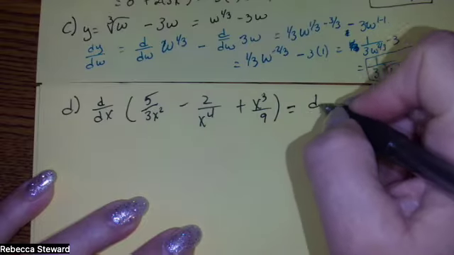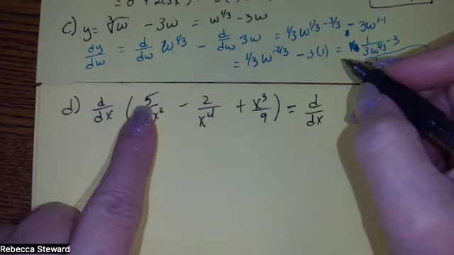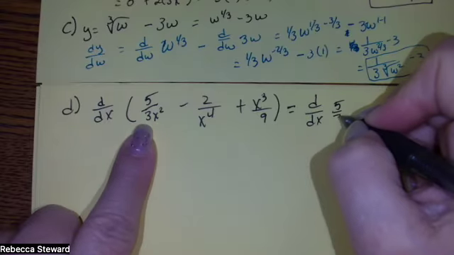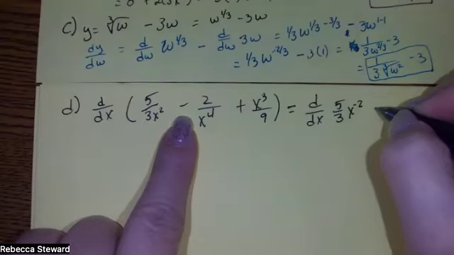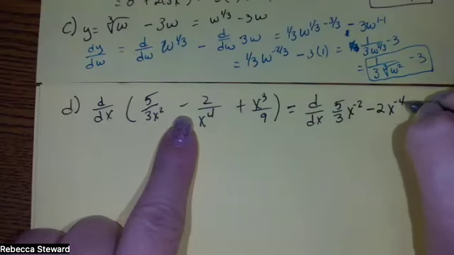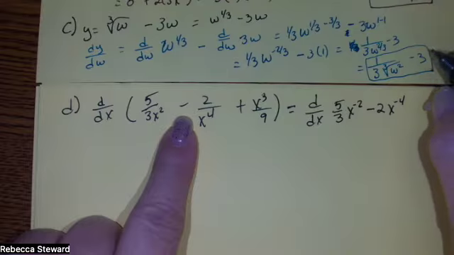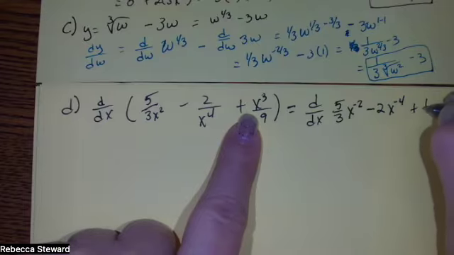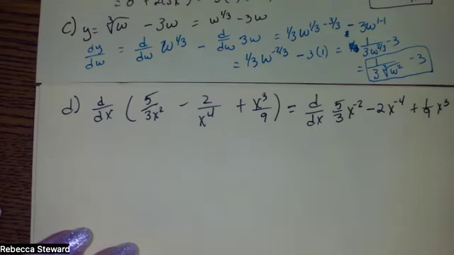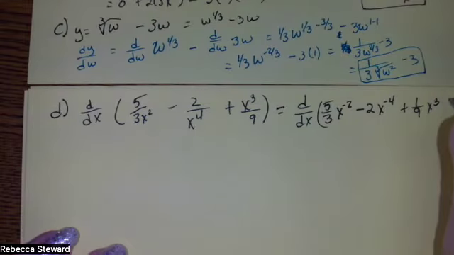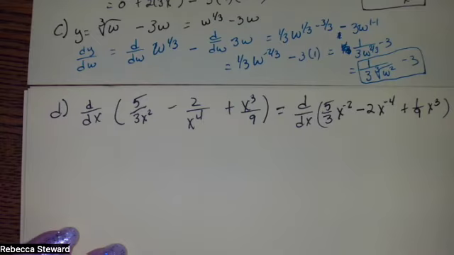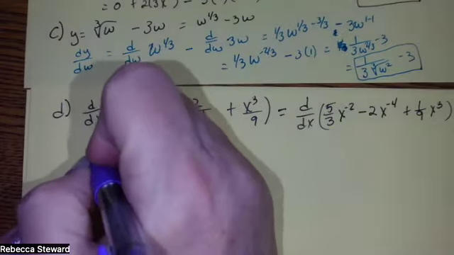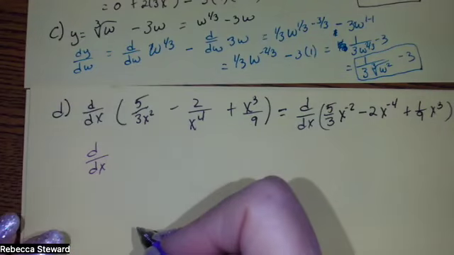So this will become our d/dx. This will be 5/3 x to the negative 2 minus 2x to the negative 4 plus 1/9 x to the 3rd. All right, so now we can see that, and we're going to need to parenthesize all of that so we understand it is all being taken the derivative of. All right, so this will get us d/dx. We're going to have to do each part.